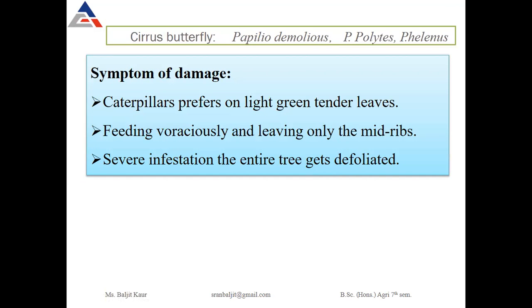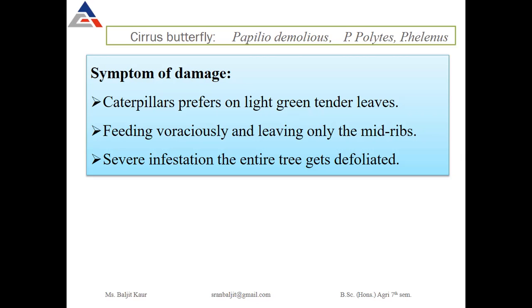Next is citrus butterfly. The scientific name is Papilio demoleus, Papilio polytes, or Papilio helenus. So the caterpillar stage of these butterflies prefers light green tender leaves. They eat the tender leaves, right? So they feed voraciously, leaving only midribs, right? So they heavily feed on the leaves. And in severe infestation, the entire tree gets defoliated, right?